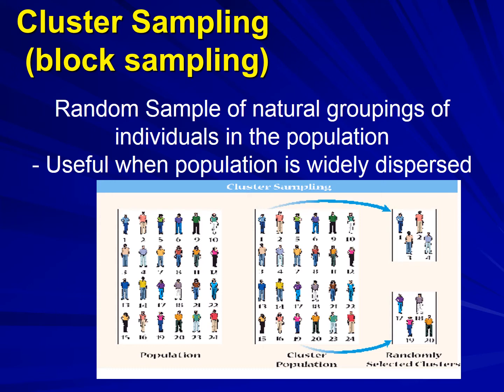Now let's see the advantages and disadvantages of stratified random sampling. First, see the advantages. The first advantage is every unit in the stratum has an equal chance of being selected.